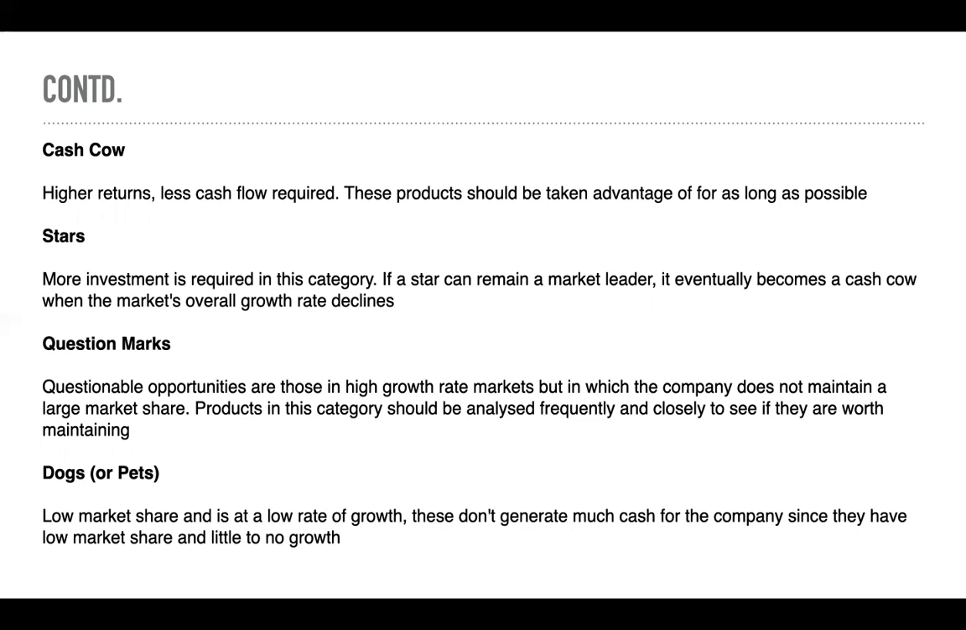So basically, this particular matrix helps a company understand the current market position of the different products it is dealing with, and then the company can understand which product line they should go for and make maximum profits.